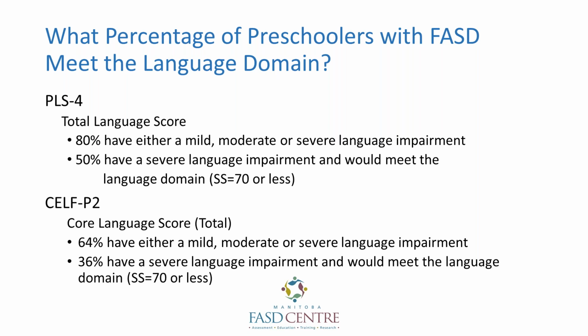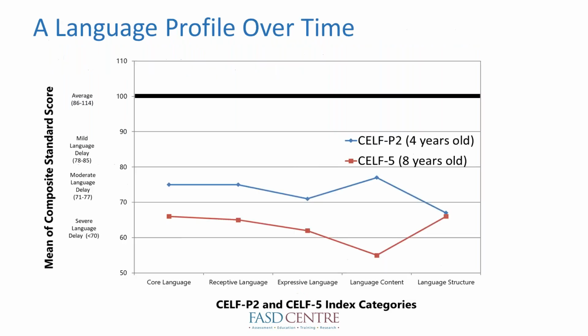And with the self-P2, about 36% would meet the severe language or the language domain because they have a severe impairment. So I think that's really important because even when they're really, really young, you can start to see that their language is falling behind, and many of them, it's way behind, even at the preschool years. And you guys would have those kids on your caseload and would know who I'm talking about.